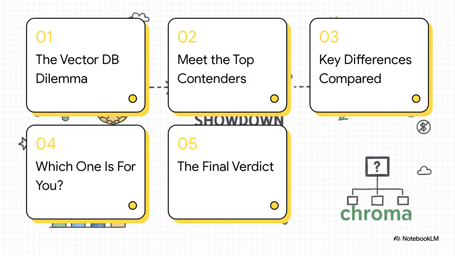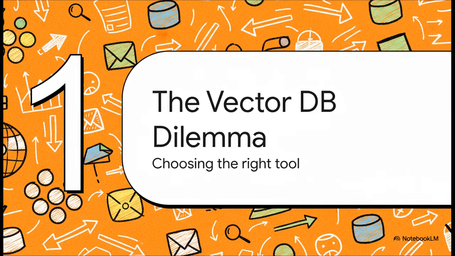So here's what we're going to do. First, we'll talk about the core problem, the dilemma so many of you are facing. Then we'll properly introduce our three main contenders. After that, we're going to put them head to head, look at the key differences, and then, this is the important part, figure out which one is the right fit for your project. And, of course, we'll wrap it all up with a final verdict. So let's kick things off with Section 1, the Vector DB Dilemma.